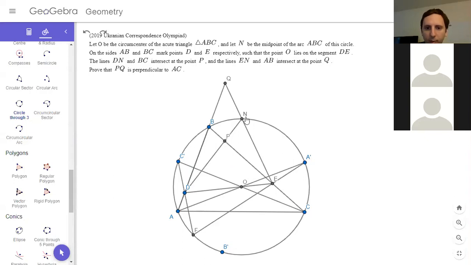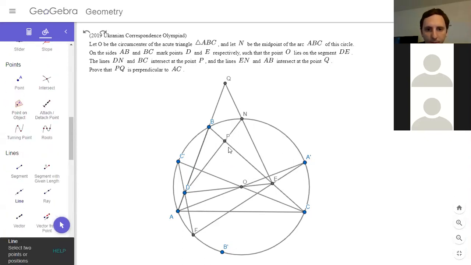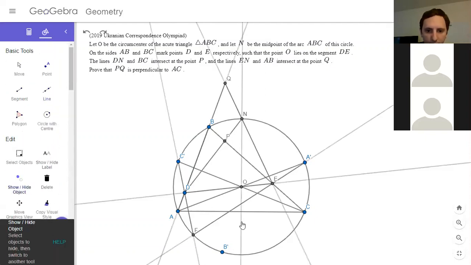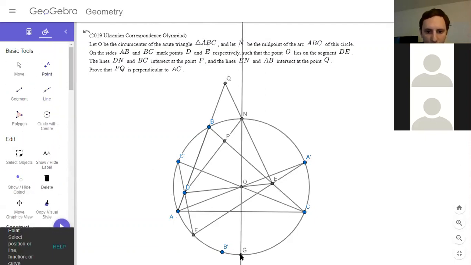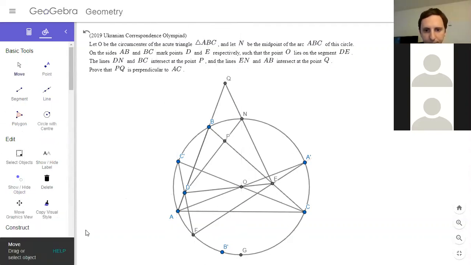Yeah, okay, so we want to show NO is, let me try something here for a sec. The midpoint of arc AC. Yes, I can label that. Let's draw that in.